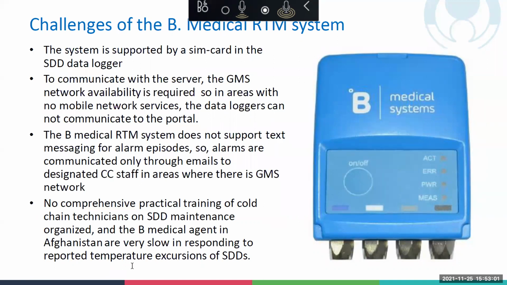So as Chidi mentioned, the message goes through email to the provincial cold chain technician who is nearby to the health facility, and he is taking action accordingly. The other challenge is we don't have practical training for the cold chain technicians on the SDD maintenance. And the biomedical agent, the Quraishi group, is also slow in response. If we receive any alarm from the field, the response is slow.